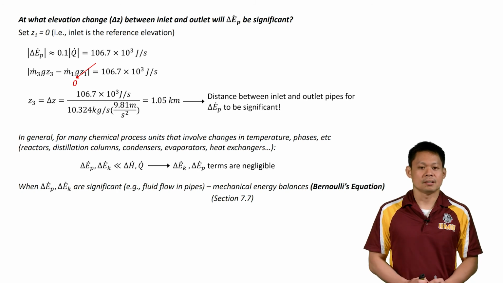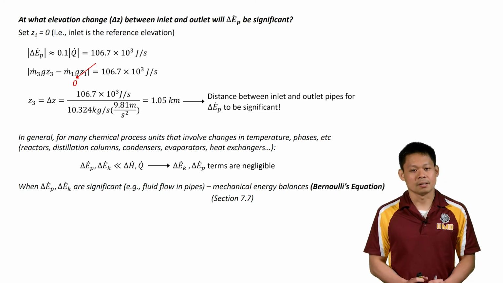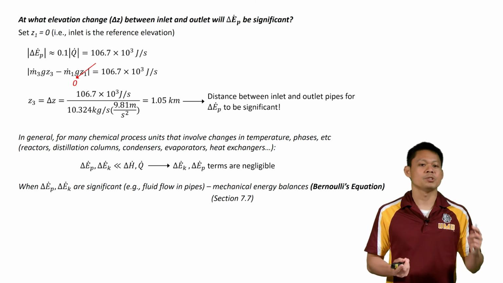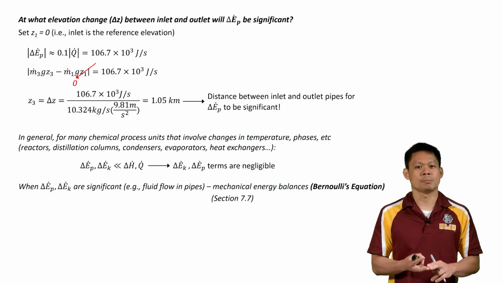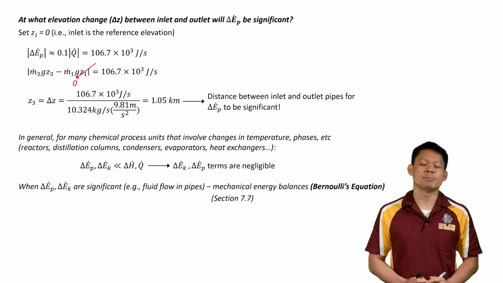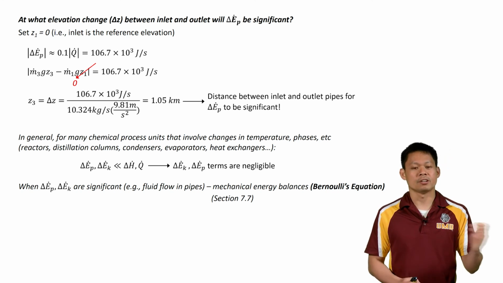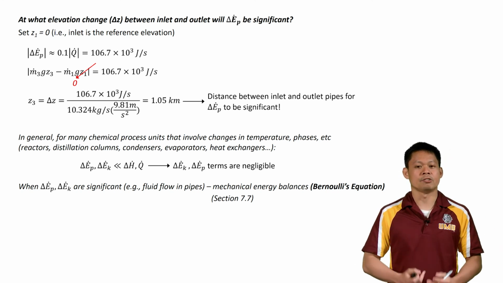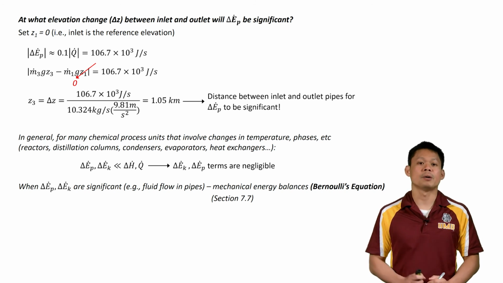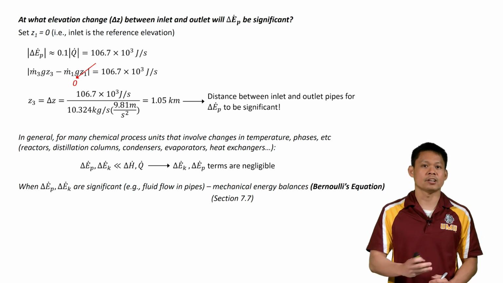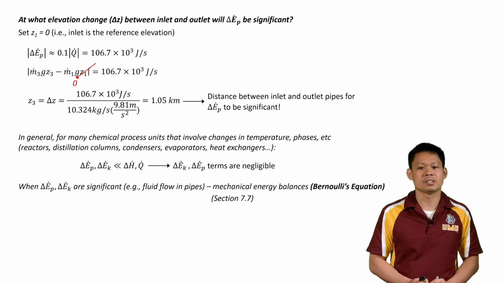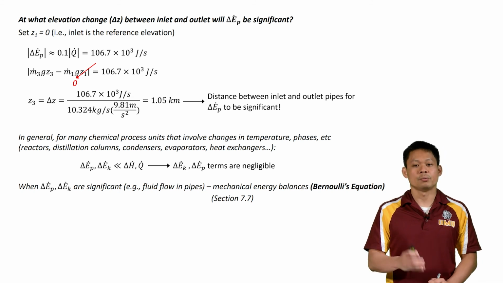When are these not considered 0? This will be when we have no change in temperature, no phase changes, no change in composition, and the most common one you're going to see is just simple fluid flow in pipes, where we are not changing the temperature or doing any reactions. This is actually what we call mechanical energy balances. There's a section in the textbook that talks about this, section 7.7, where it actually derives Bernoulli's equation.